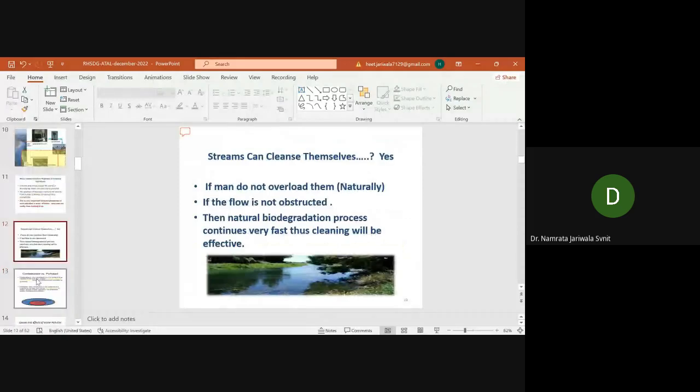I think we all know streams can cleanse themselves. Yes, definitely it can cleanse. Earlier, there was no water pollution problem, as I have discussed regarding ancient Sanskruti, because there was no overloading. Right now, we have already given a burden to our water bodies. If man does not overload the natural resources, then definitely nature has given a self-purification capacity to the stream. Those who are from a civil engineering background know the self-purification of the stream concept.